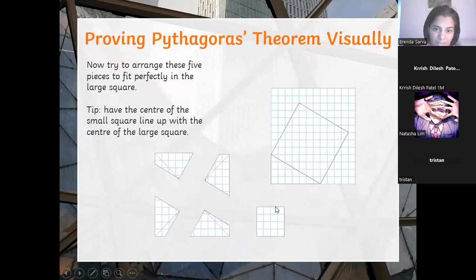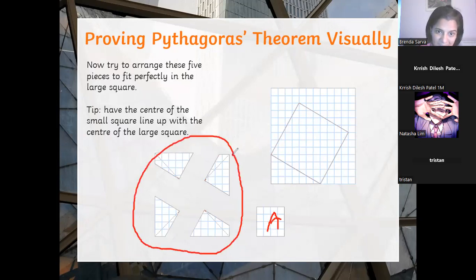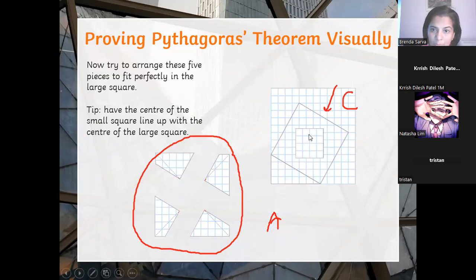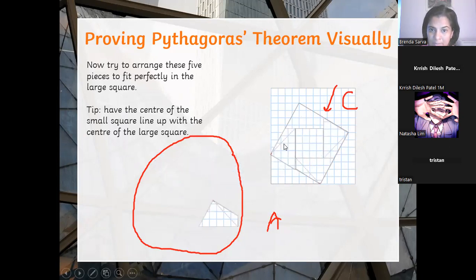So watch. This one is the first, the area from the small square, the A square. And these are all the 4 pieces from the B side. You see how it fits in onto your C square. So look very carefully. Take your A, put it somewhere in the center. Then all the other pieces go around it.